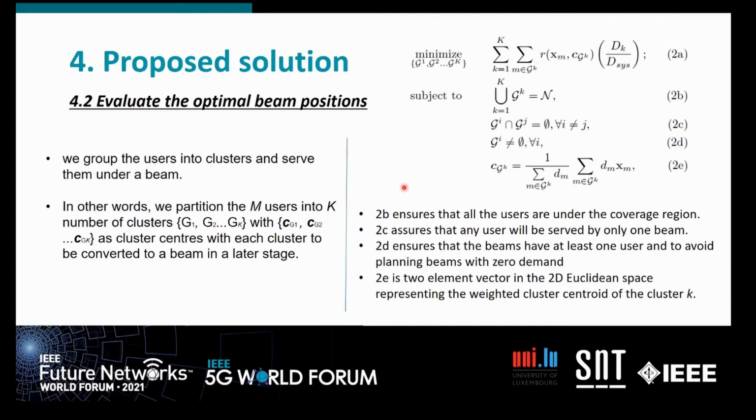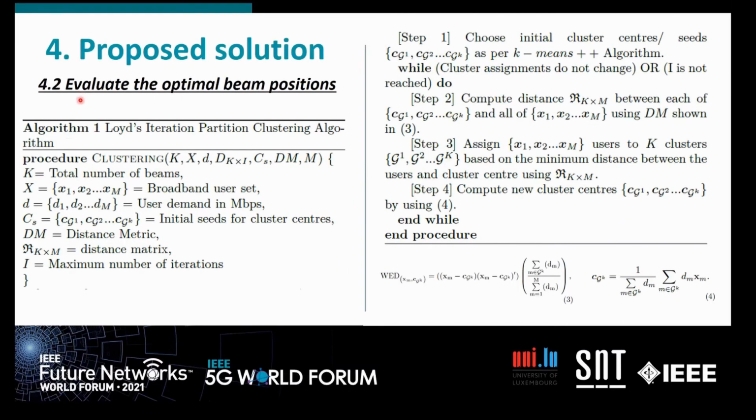The optimization problem, which we have defined in the previous step, is solved using Lloyd's iterative partition clustering algorithm. As the first step, we choose the initial cluster centers, which we call the cluster seeds, using the k-means++ algorithm. And we run it in a while loop, that is, until the cluster assignments do not change or the maximum number of iterations is reached.